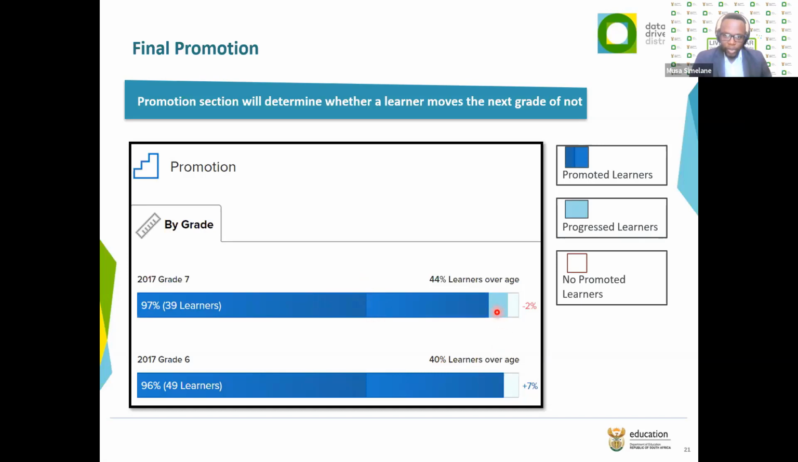Then we can see the learners who are progressed. Here they are represented here. And then we have those who are not promoted. That's their number there. And then we've got the number here at the corner, like everywhere, the number in the corner is comparing to the previous term, and it's saying in grade 7, in 2017, the learners performed 2% less compared to the previous term. So there's a small decline there that we're seeing in the promotion statistics.